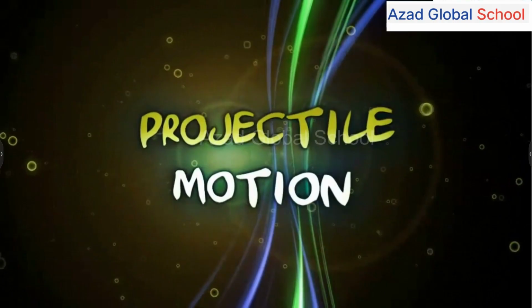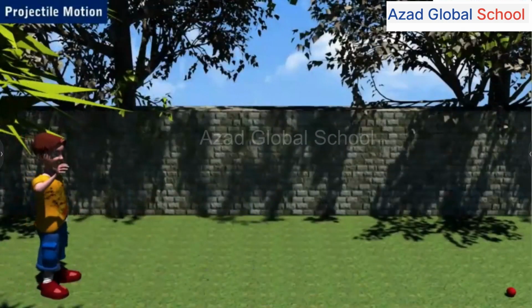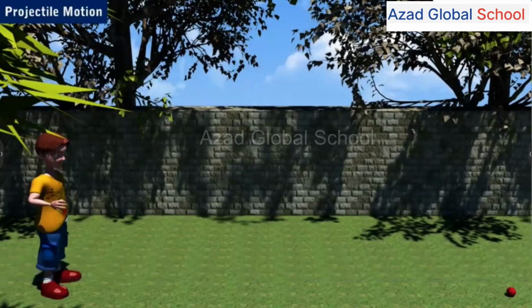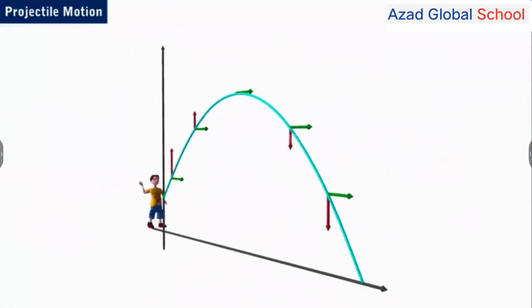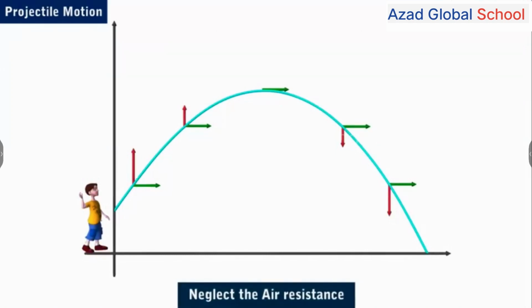About projectile motion. A body that is in flight after it is thrown or projected is called a projectile. The motion of the projectile is the result of two separate but simultaneously occurring components of motion. One is the horizontal component without any acceleration, and the other is the vertical component with constant acceleration due to gravity. We neglect the effect of air resistance on the motion of the projectile.